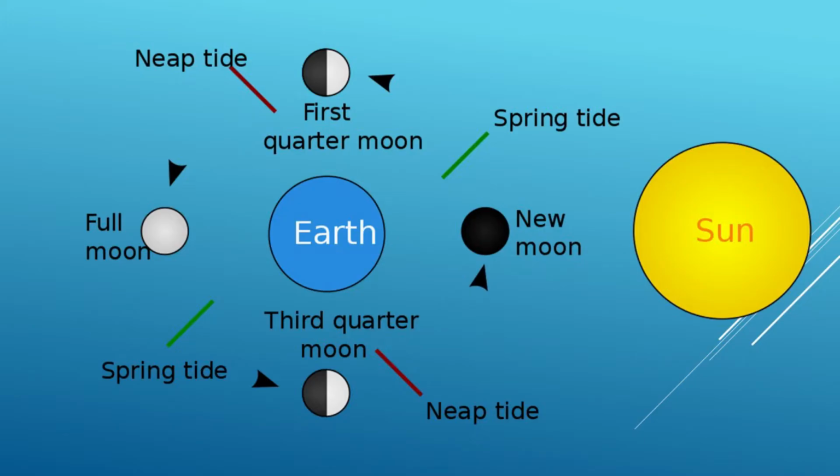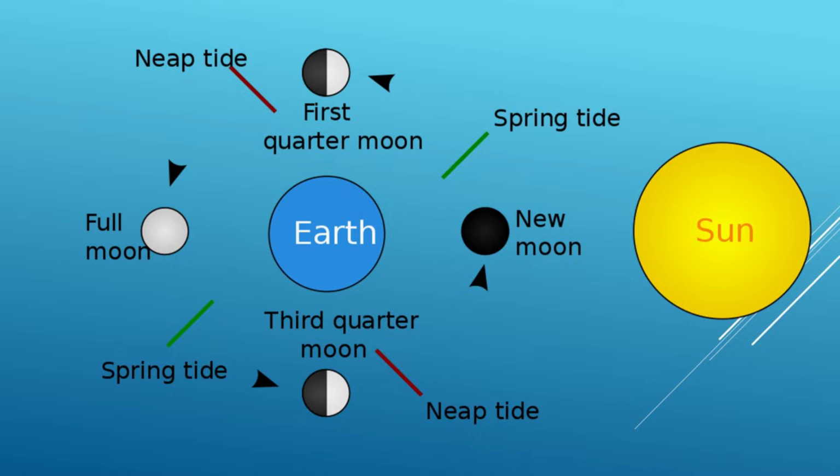Yes, on the illustration that we're seeing there, we're looking at where the sun is, the earth in the middle, the phases of the moon. So how and when do we get these different tides?